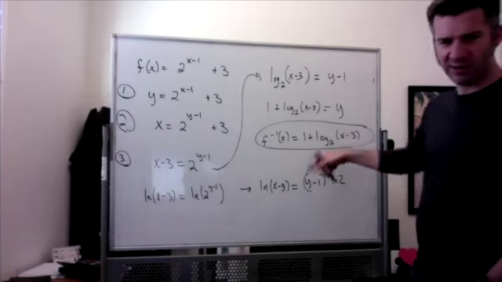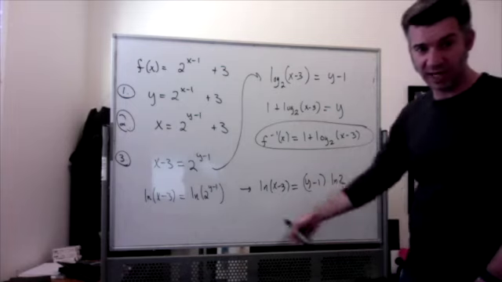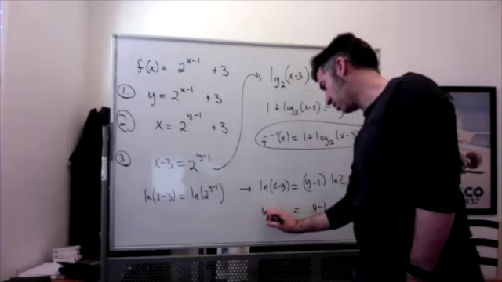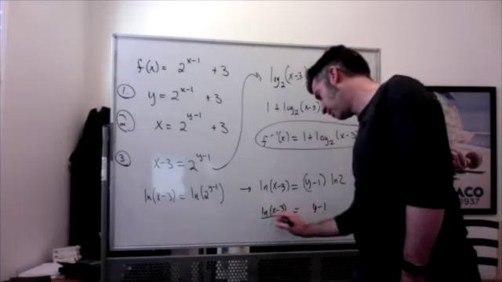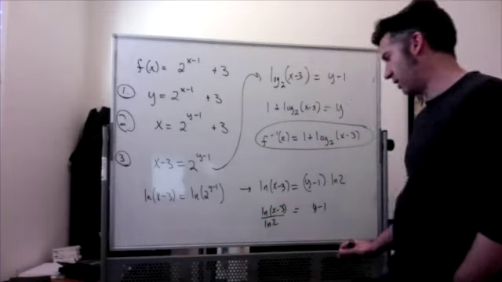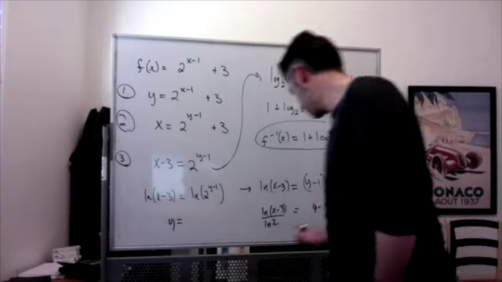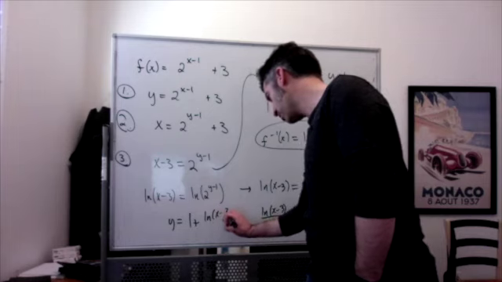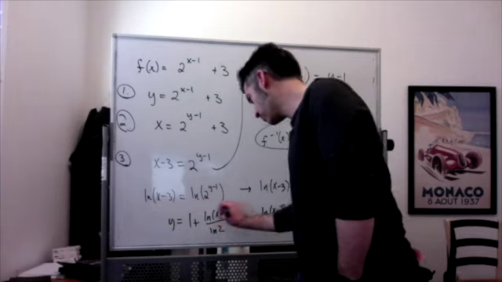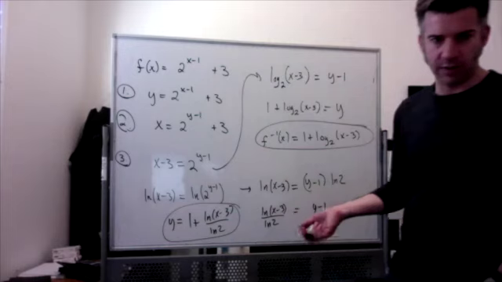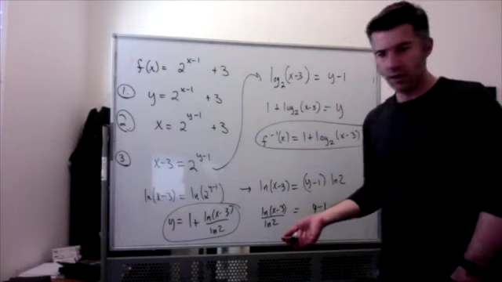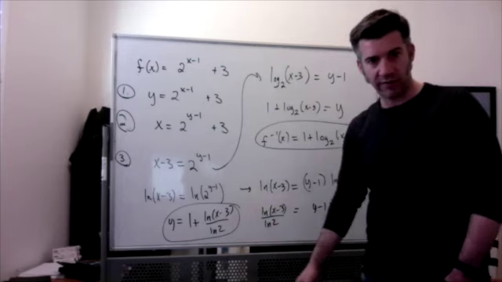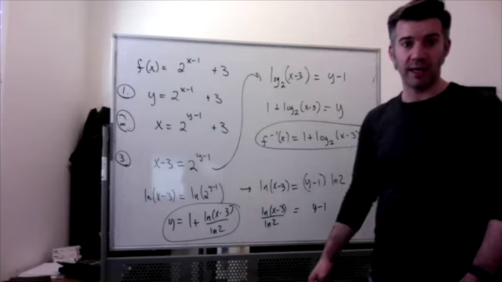You could distribute the natural log of 2, but I think it's better just to divide both sides by the natural log of 2. So y minus 1 equals the natural log of x minus 3 divided by the natural log of 2. And then finally, y is equal to, if I add 1, 1 plus the natural log of x minus 3 over the natural log of 2. That is also an equally valid answer. It is true that log base 2 of x minus 3 is equal to the natural log of x minus 3 over the natural log of 2. You might recognize that as the change of base formula.